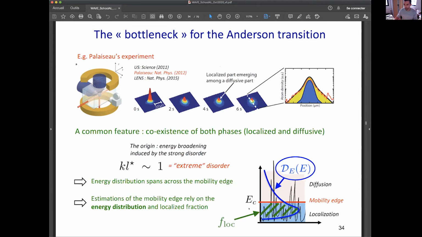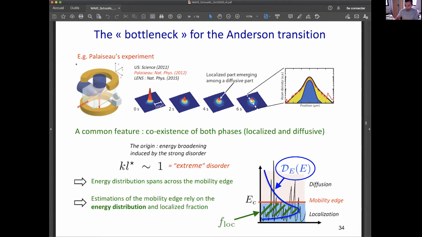However, you can still do something. You can try to estimate the position of the mobility edge if you know two things. First, you can try from experiment to measure the localized fraction. Here, I skip the details, but this is something that we can do just by looking at our data. We can estimate the localized fraction.